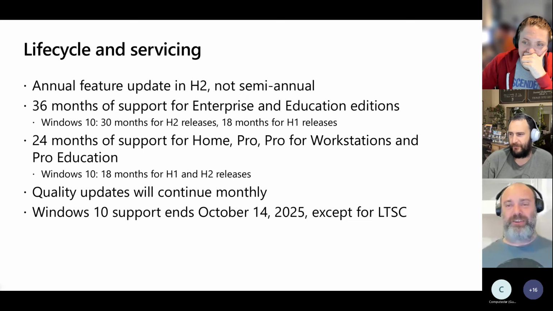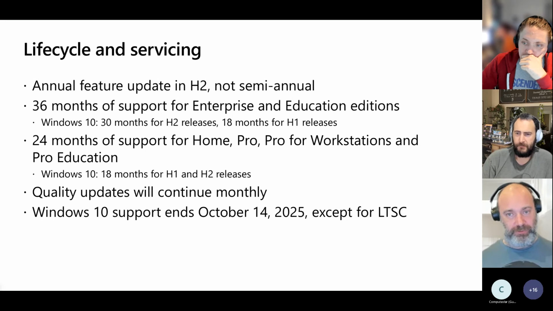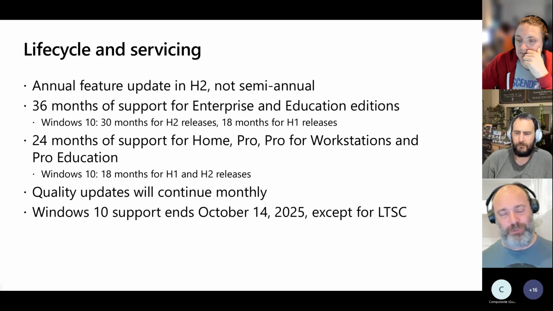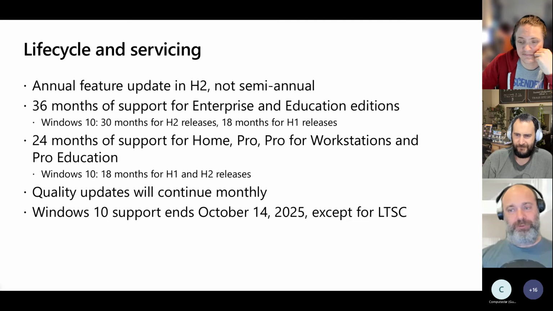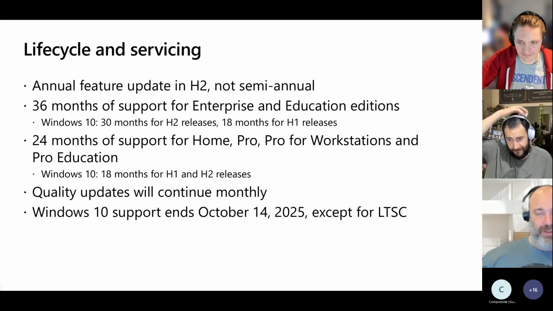So if we quickly go through some of the life cycle and servicing, I think all of this messaging has been consistent from when they first announced. The big one is it's one feature update per year, not twice per year. For a lot of organizations, they were basically eliminating the H1 release from the conversation anyway, and Microsoft was moving towards deploying the H2 release. You get 30 months of support on that one versus 18 months.